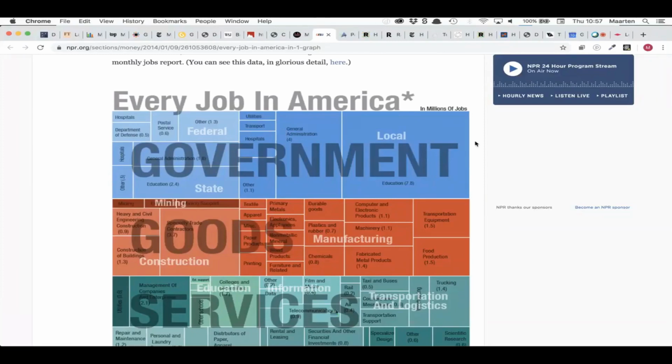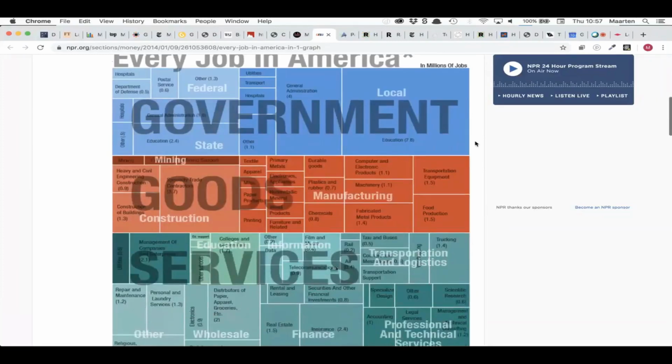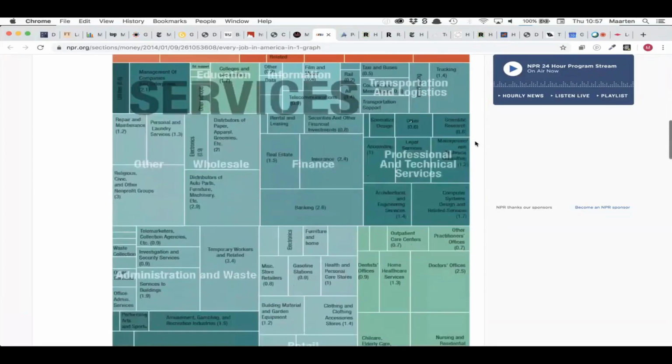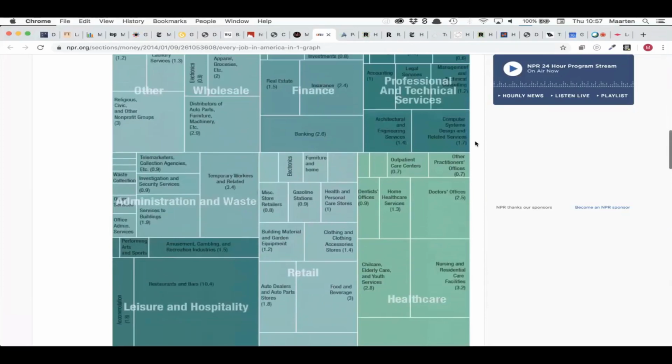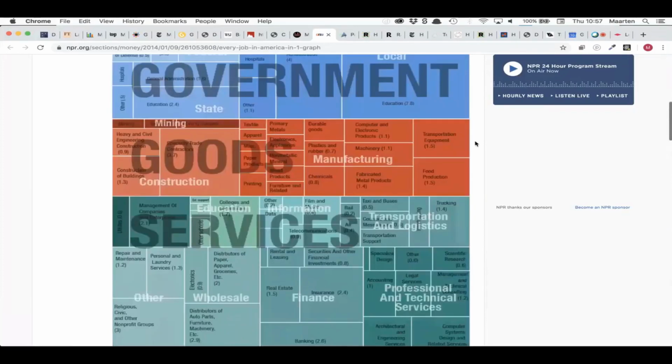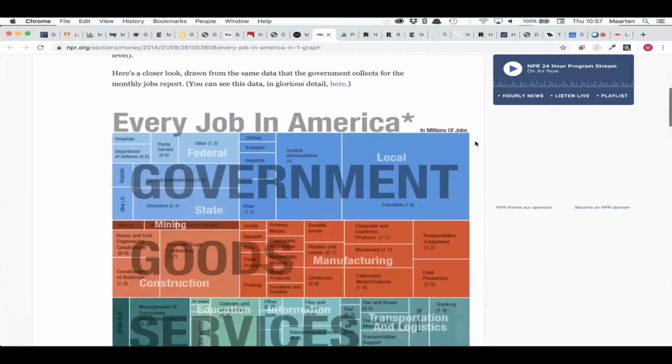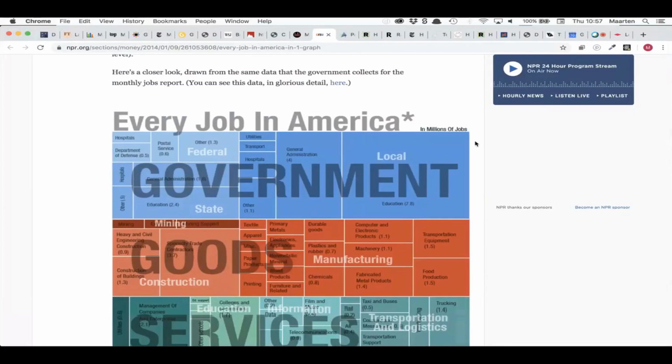of the labor market in the United States, and each rectangle in this visualization represents the number of people working in each sector of the labor market. So the surface area of each rectangle represents the number of people working in those specific areas.